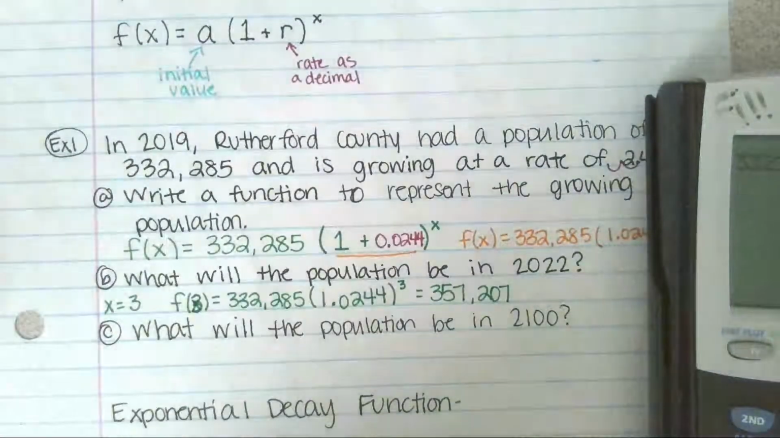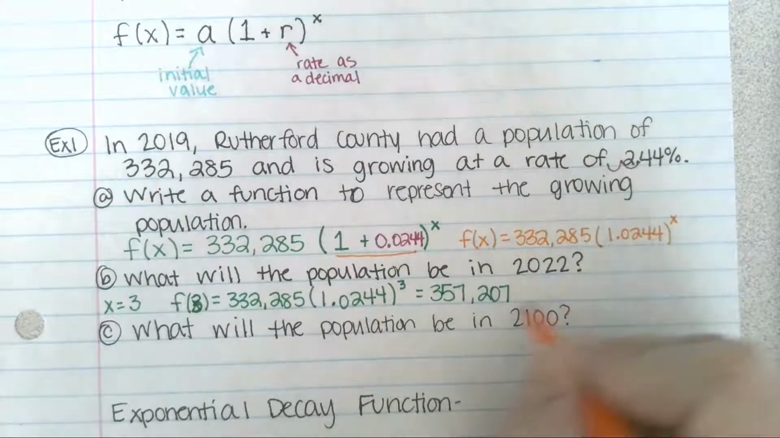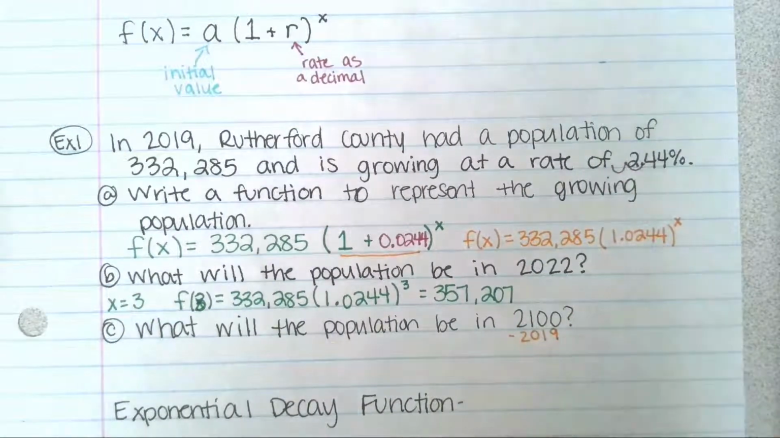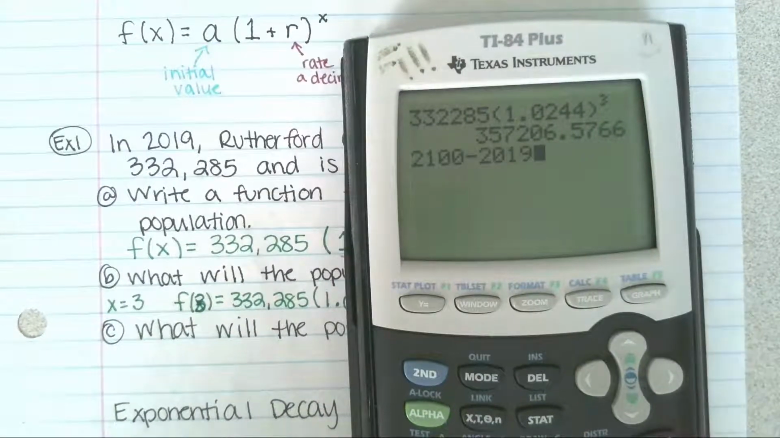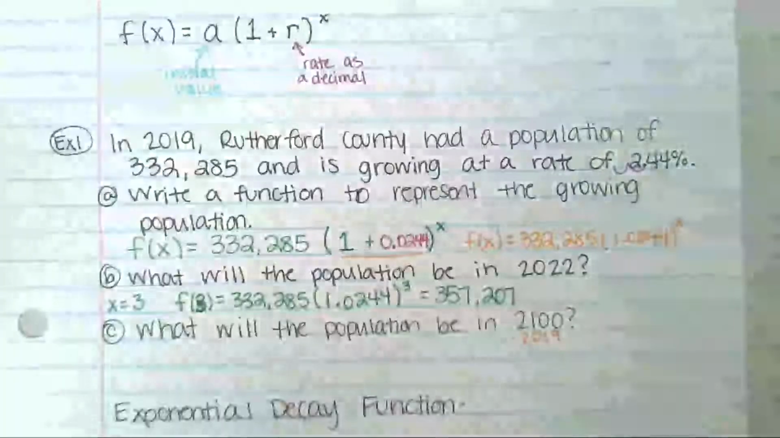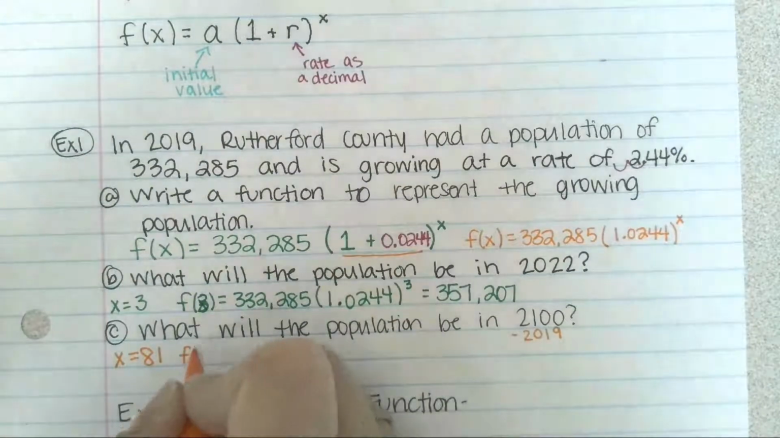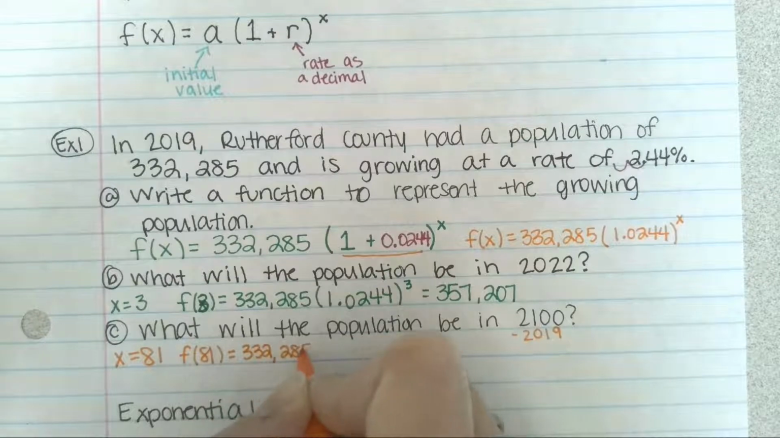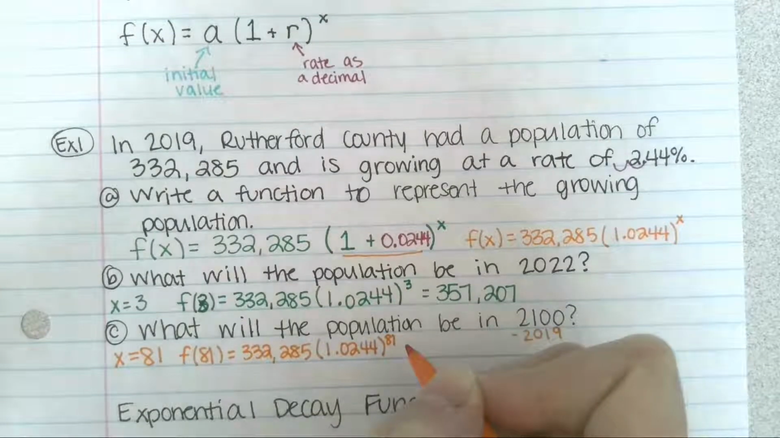All right, part C, what will the population be in 2100? To figure out what x is, we want to subtract 2019 from that to figure out what we're plugging in for x. Don't be afraid to use your calculators. You will have them for questions like this. So we get 81. It's been 81 years since 2019, so that means I'm plugging in 81 for x. So f of 81 equals 332,285 times 1.0244 to the 81st power.